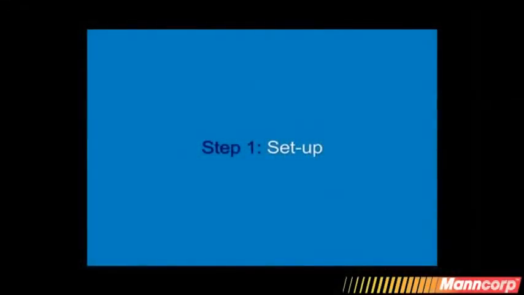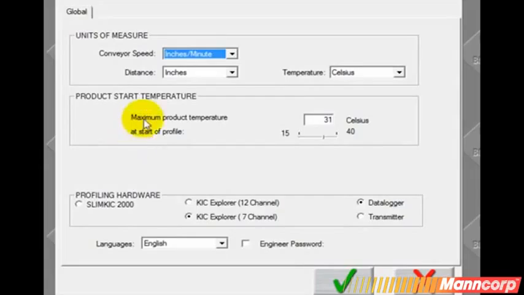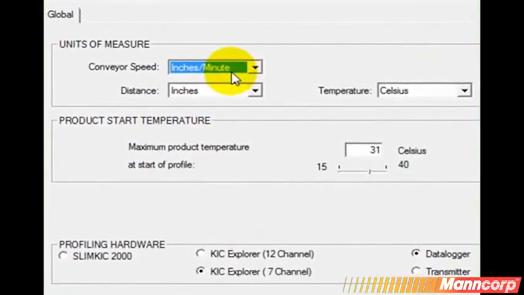Step 1. Setup. You want to first set your global settings. All software packages will have a place you can set your units of measurement. In this case, KIC software has a nice feature where you can set the starting temperature where the profiler will automatically begin to collect data, 31 degrees C in this case.